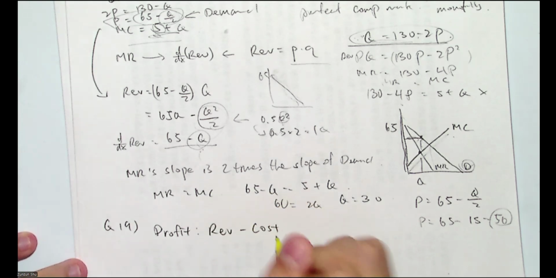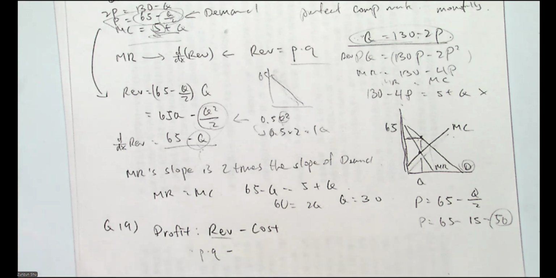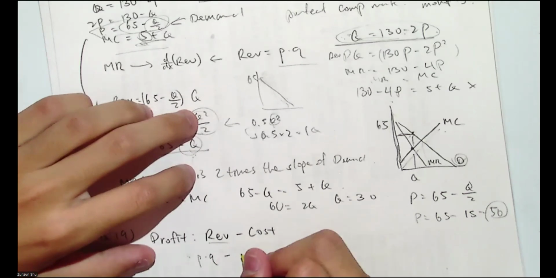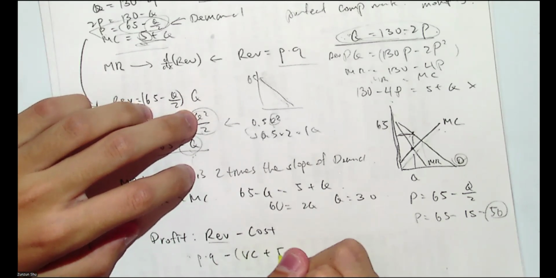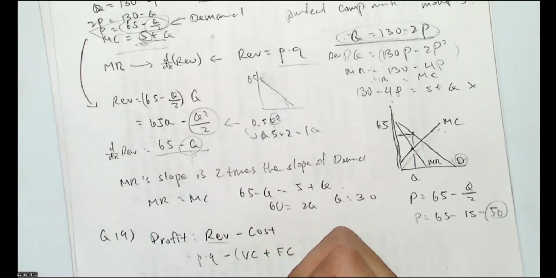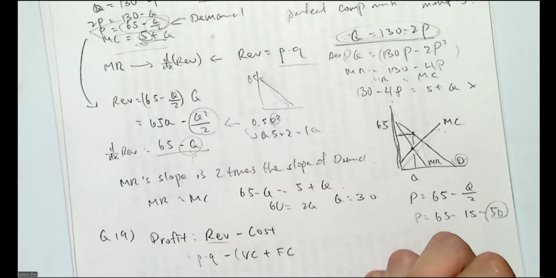Revenue minus cost. Your revenue is P times Q, okay? P times Q, and cost. Well, cost is what? VC plus FC, right? Variable plus fixed. And it is stated in the second line of the question.